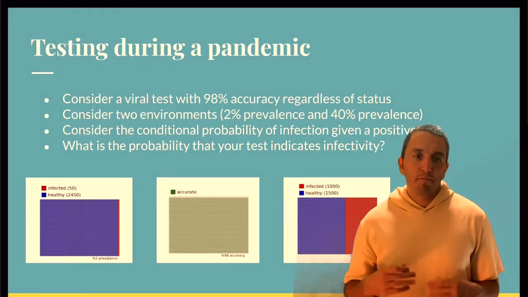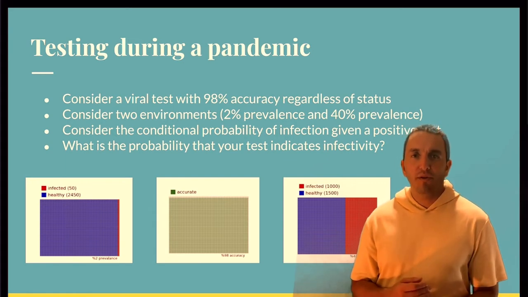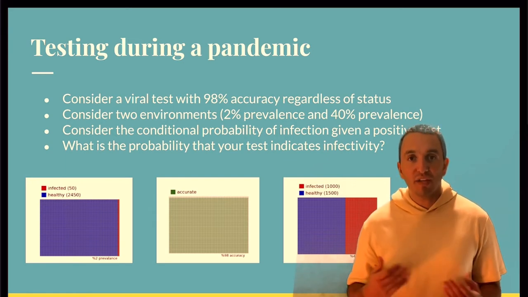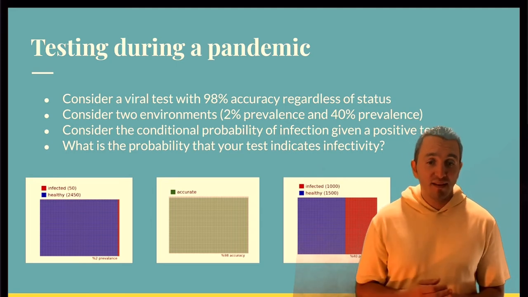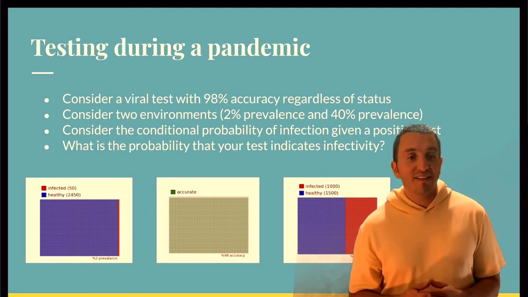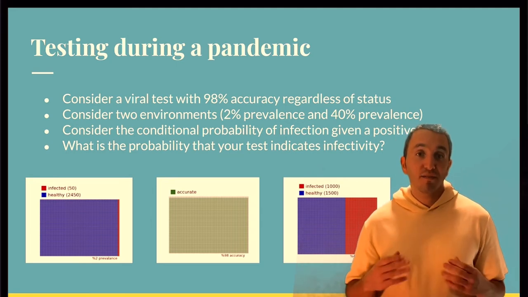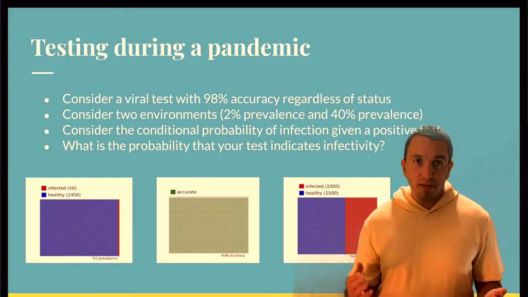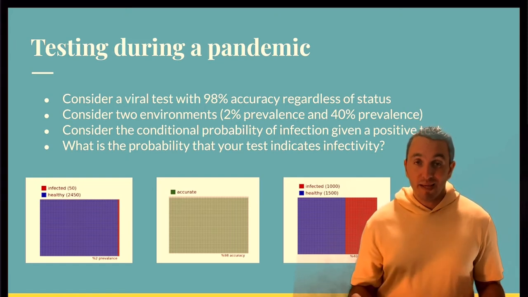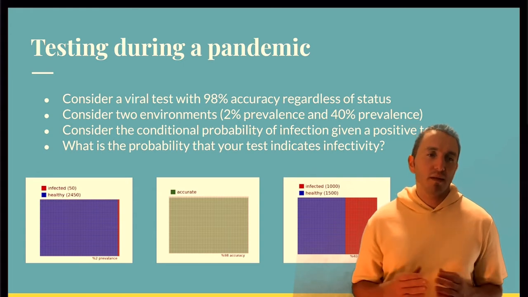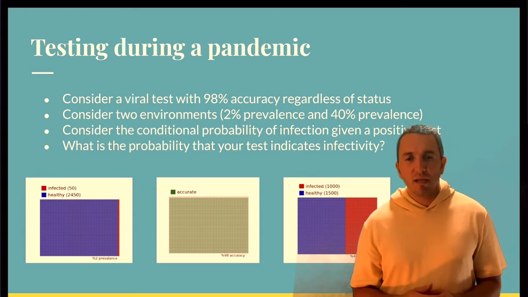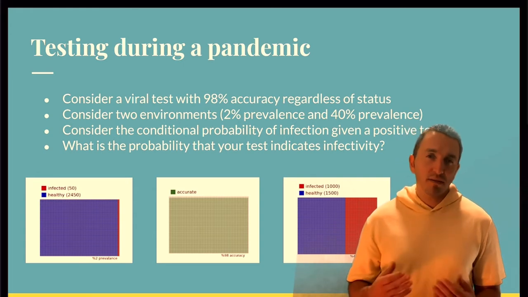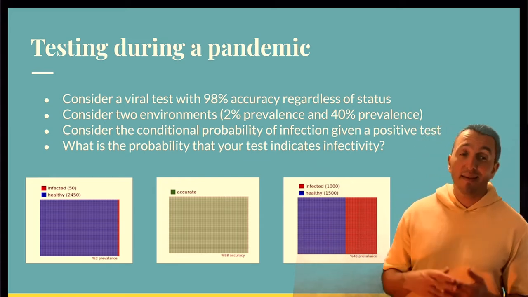So Bayes formula is frequently invoked during the context of a medical test, right? And given the fact that this is a virtual lecture because of a pandemic, it obviously makes a lot of sense to talk about testing during a pandemic, right? So first, let's imagine that there's a viral test that tells you if you're positive or negative to a virus, and it has a 98% accuracy.